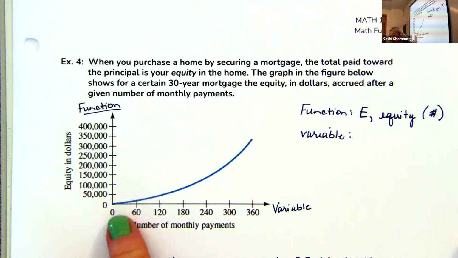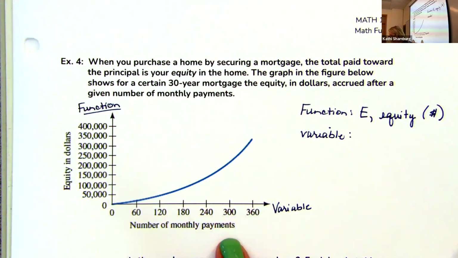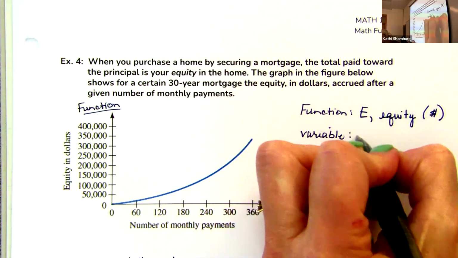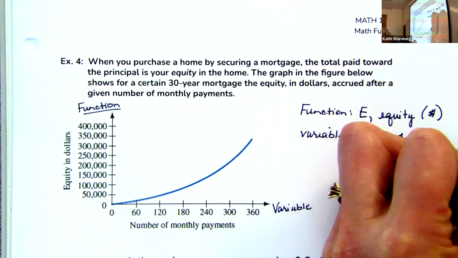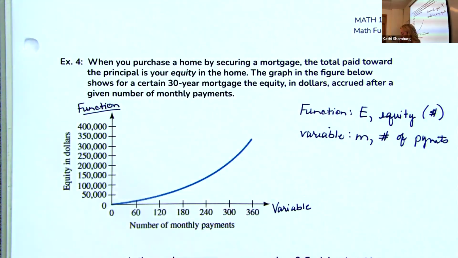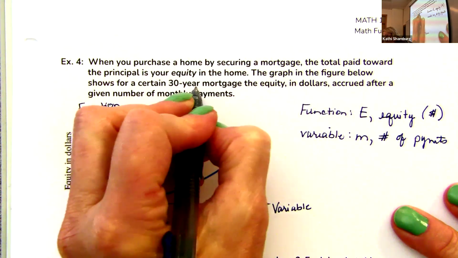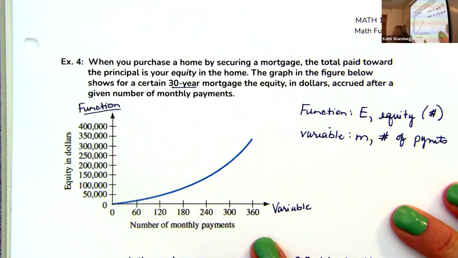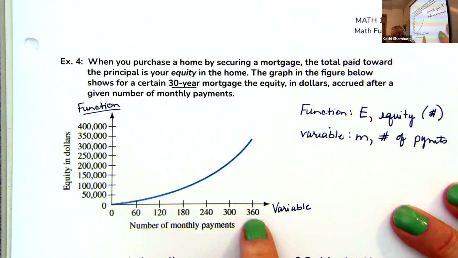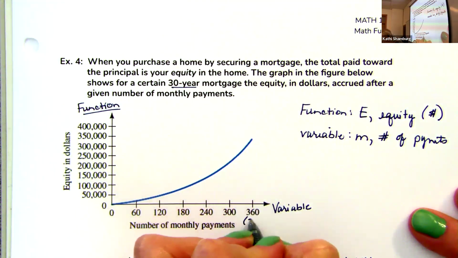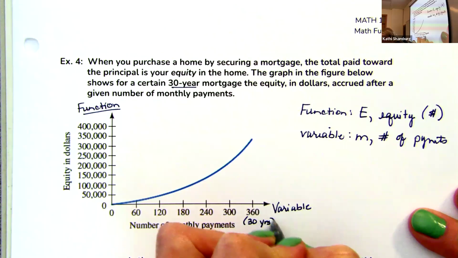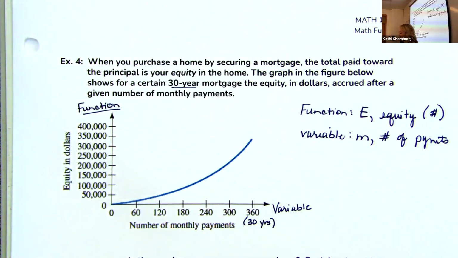Then I know my variable is the horizontal axis, and it says number of monthly payments. I'll just call it N. This is your number of payments, which are done monthly. Now, notice up here it said it was a 30-year mortgage. Down here they have this in terms of months. But of course, we know that 360 months is the same thing as 30 years, because 30 years times 12 months in a year is 360. So it's just represented in the number of payments.